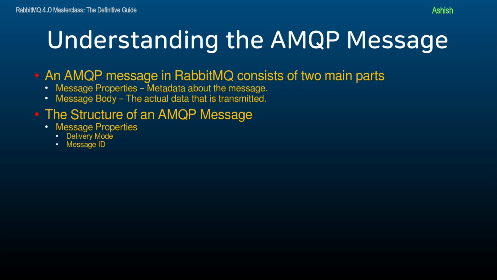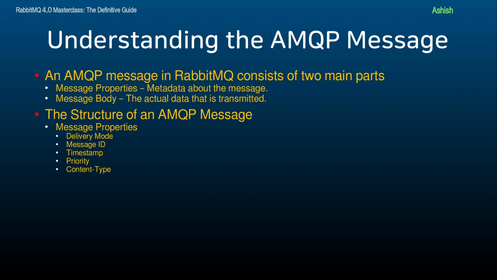Next, we have message ID, a unique identifier for the message. It can be used to track and correlate messages across systems. Next is timestamp, the time when the message was created or published. It helps track when the message was sent or to implement time-based logic. Priority is a value that determines the priority of the message. This can influence message routing and delivery order.